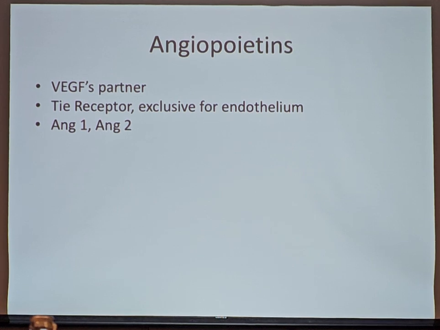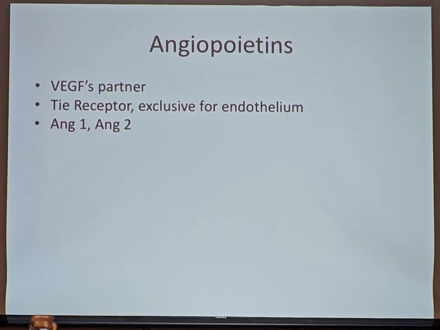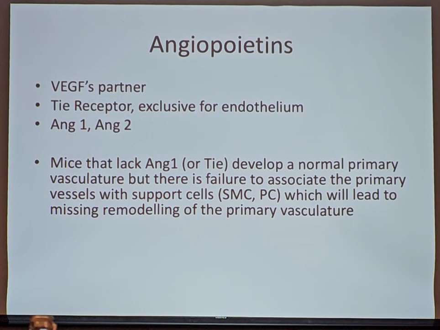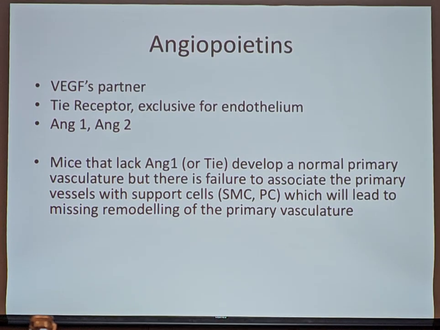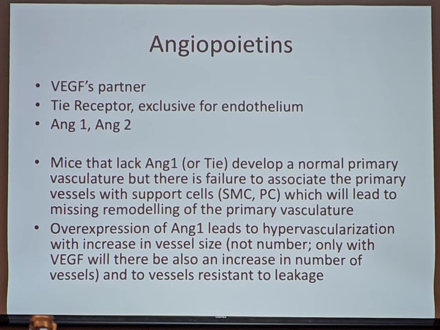Okay, what else do we need? We need the angiopoietin families, and here we have two different angiopoietins, 1 and 2. They act on the so-called Tie receptor. If you have mice that do not have angiopoietin 1, they develop a normal primary vasculature because this is derived by VEGF. But there's a failure now to associate these primary vessels with their support cells, the smooth muscle cells and the pericytes, and this will lead to, again, leaky blood vessels, less mature blood vessels, and a missing remodeling of the primary vasculature.